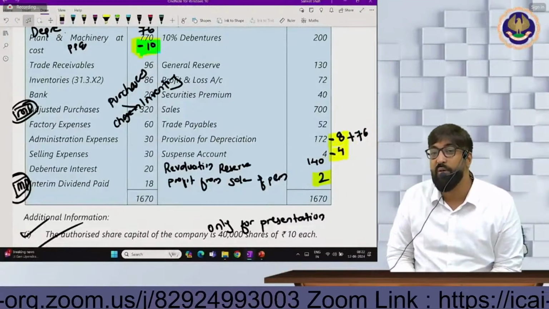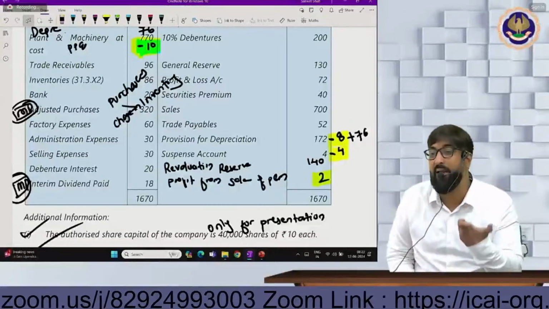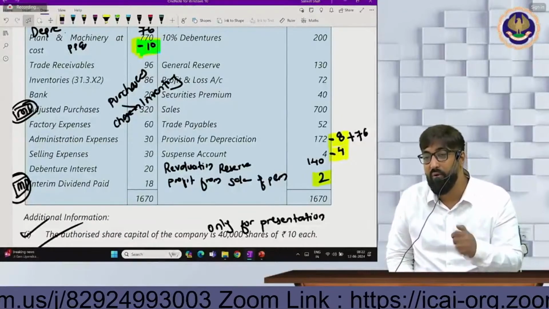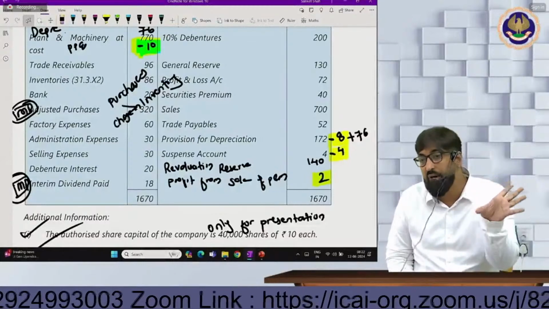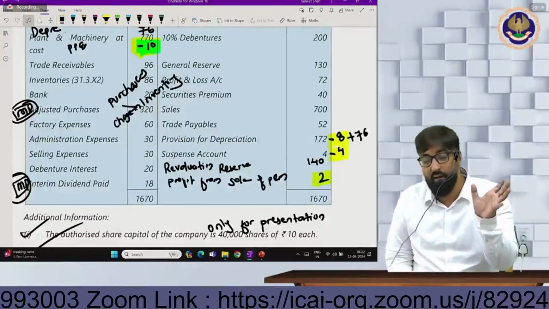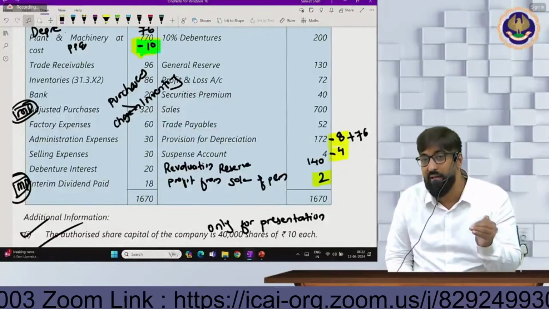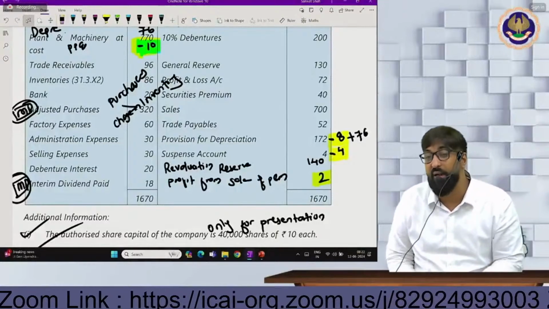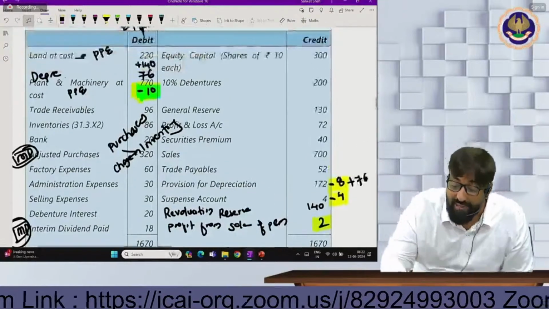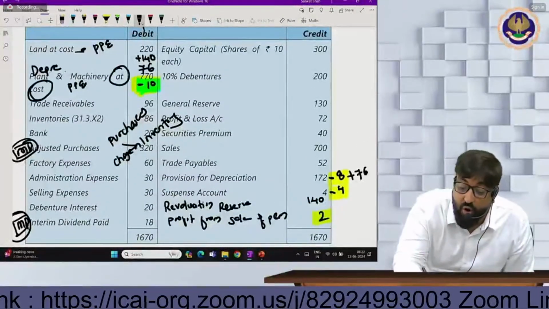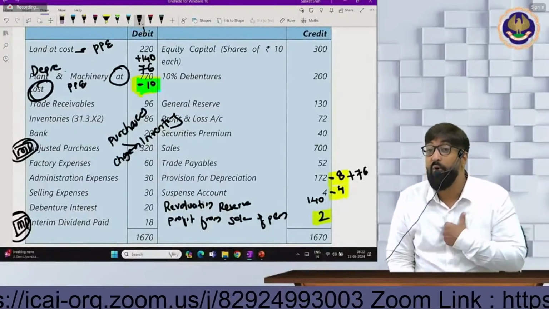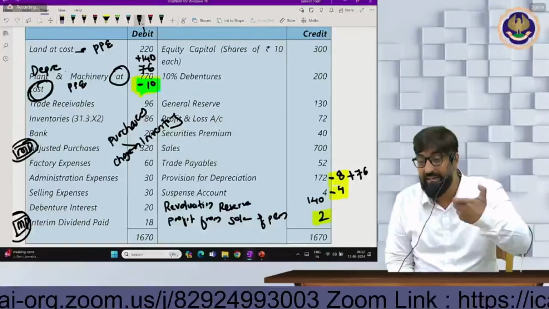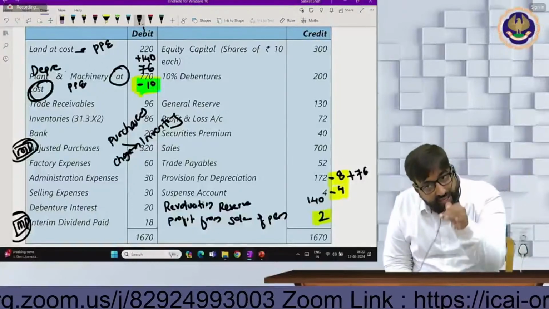And what is provision for depreciation account? It is a temporary account. Every year the balance is getting increased. Instead of giving credit to the asset, we open provision for depreciation. And why is it opened? To show the asset at original cost. So if anyone asks you why provision for depreciation account is opened, you have to answer: to show the asset at original cost. Otherwise our asset balance gets reduced.